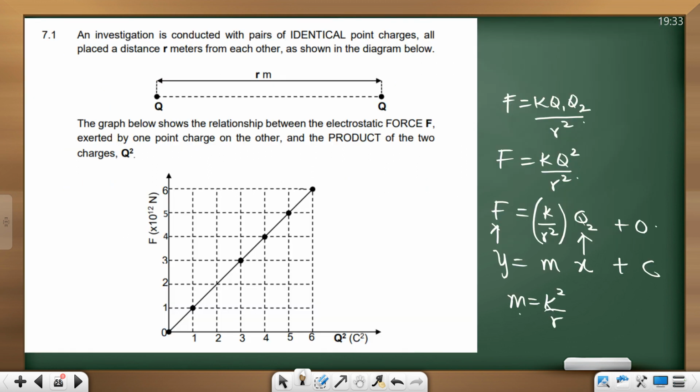No, from the graph. Y2 minus Y1. Any point. 4 minus 0 divided by 4 minus 0, my gradient is actually 1, makes life very easy. So 1 equals to what? K over R squared, cross multiply. K equals to what? R squared. Do I know K? Formula page. The square root is the distance.